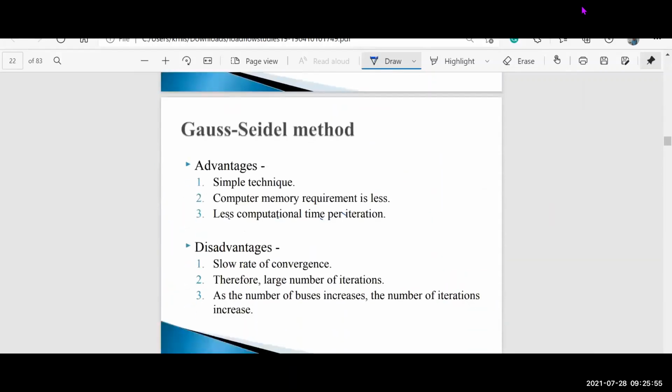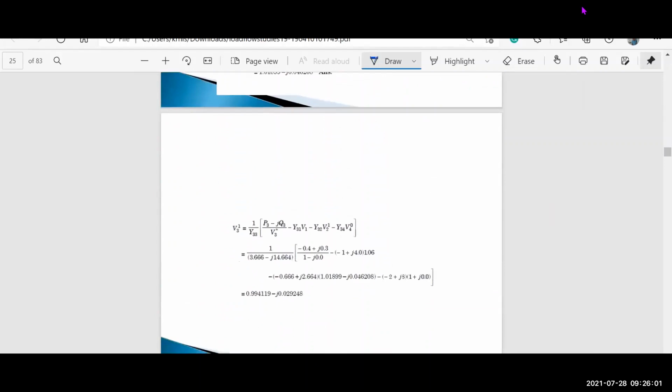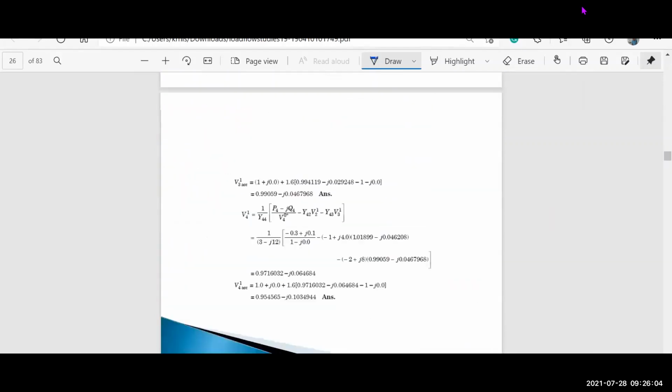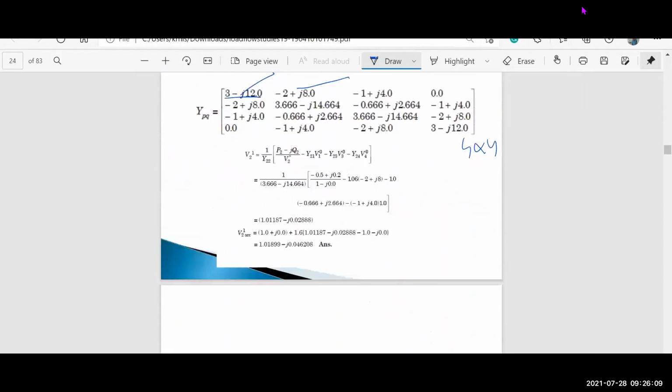So, determine the voltage at the end of the first iteration. You have to find the voltage of all the buses leaving V1, because that is a slack bus and it will not change. See, the formula has been given, that is Vp at k plus 1. We'll assume k to be the part. All the given data would be used as V0, right?